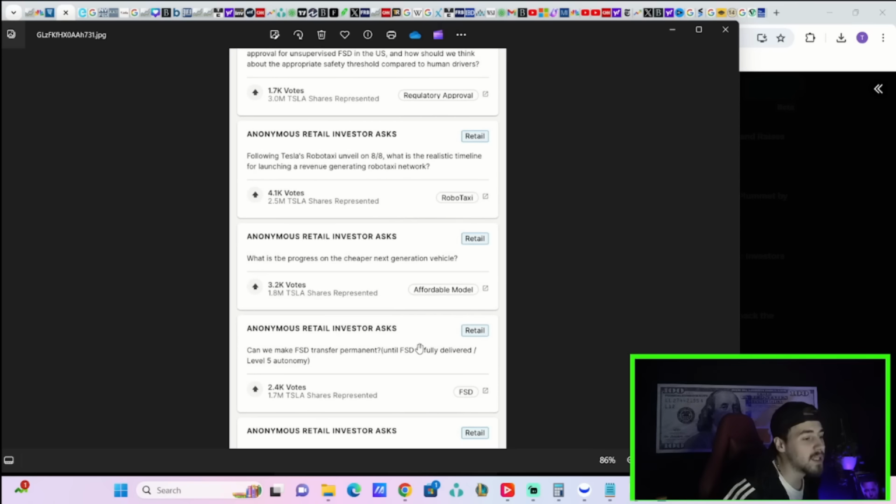what is the progress on the cheaper next generation vehicle? And both of these are really the two money questions. If there's positive things to say on both of these, that's what is going to dictate whether or not Tesla stock does go higher and continues higher into the earnings call and over the next really months.